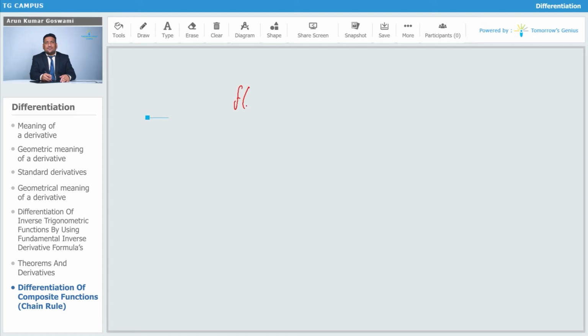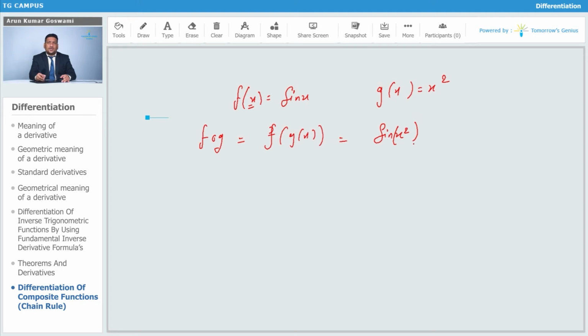So let us suppose I have a function f of x which is nothing but sine x, and g of x I am taking as x square. First I will write the composite function, my fog. So fog will be nothing but f of g of x. It means in place of x, I'm going to substitute x square. So sine of x square. This is my composite function.